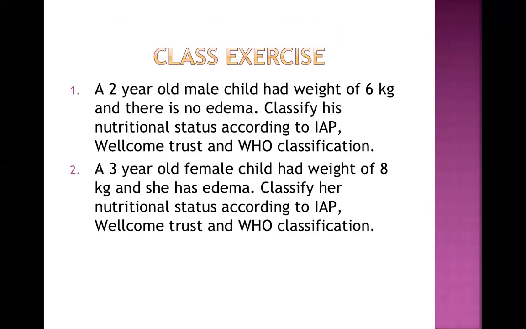Now with this, there is a small exercise for all of you. So please, let's spend a bit of time here. Do this exercise. I will provide you the expected weight here. Now let's go through this. A 2-year-old male child had weight of just 6 kg and there is no edema. Classify his nutritional status according to IAP classification and Wellcome Trust classification. Not WHO classification, because for WHO we need height and height is not provided here.